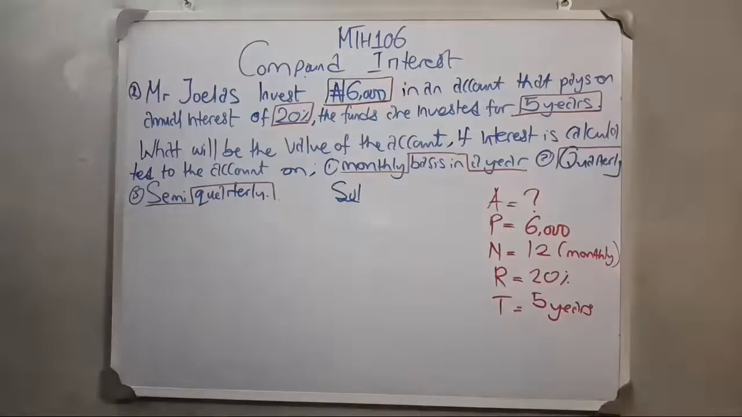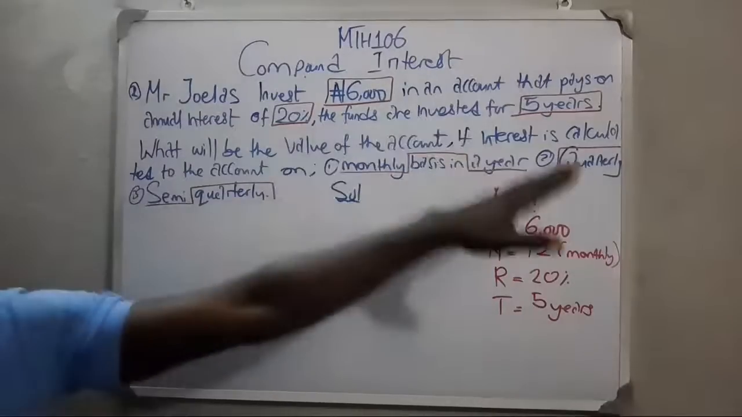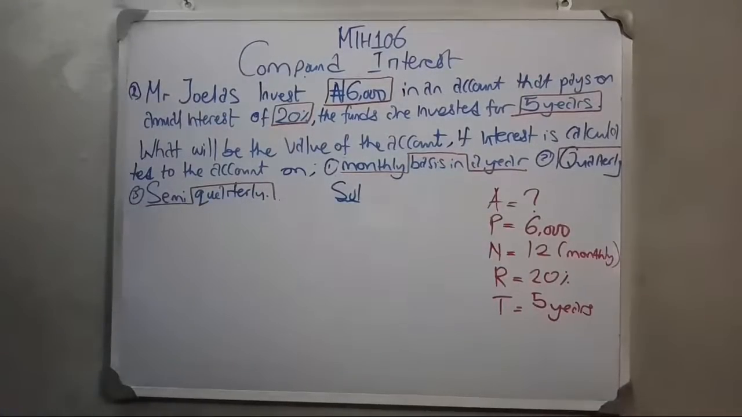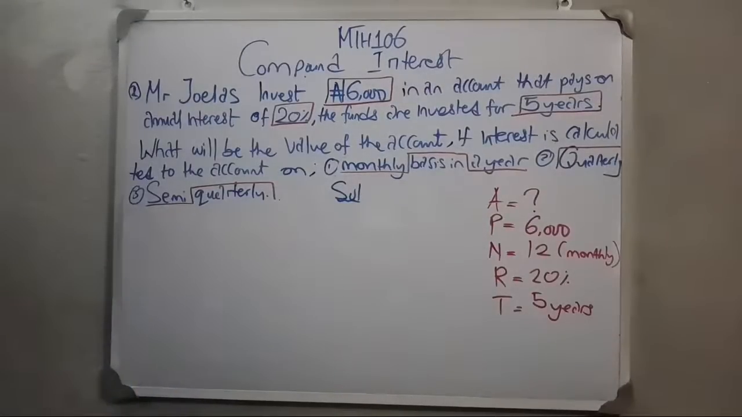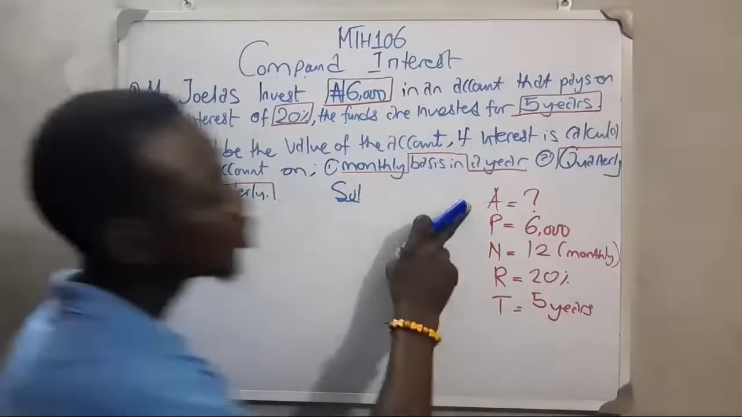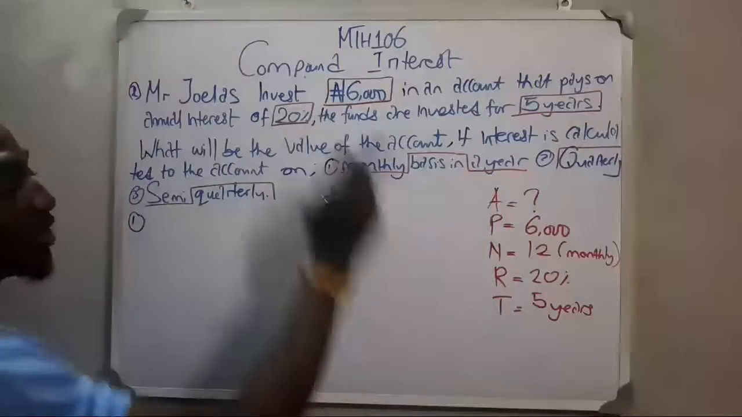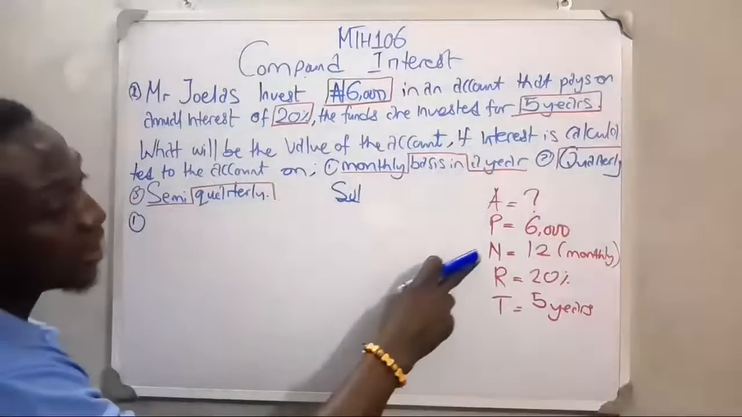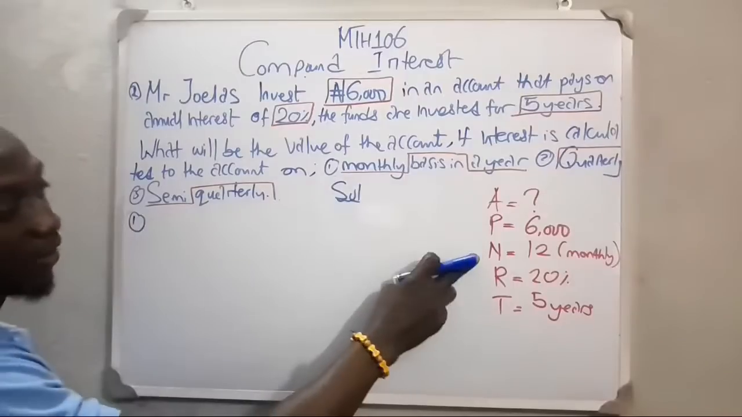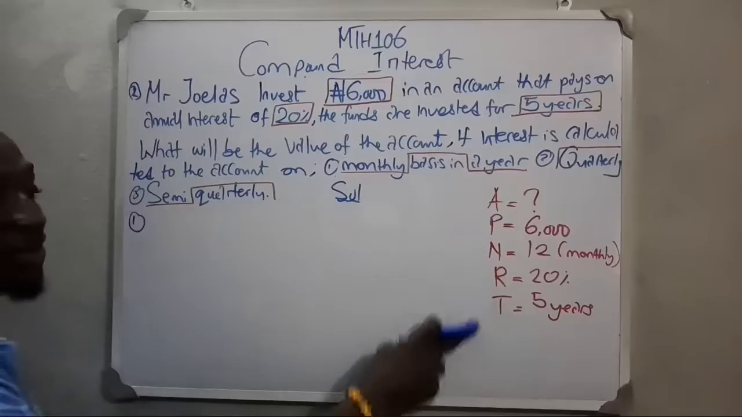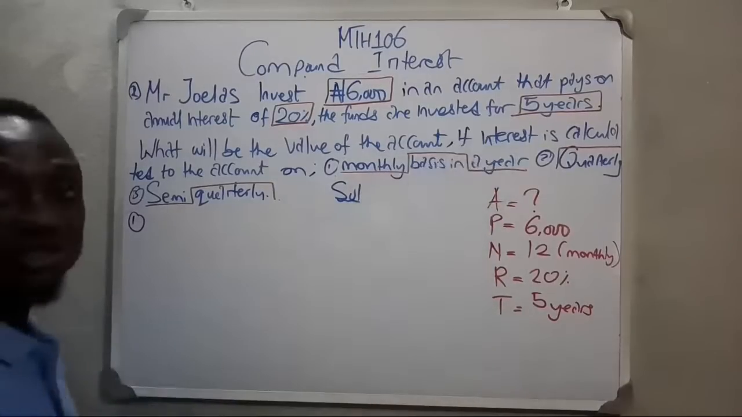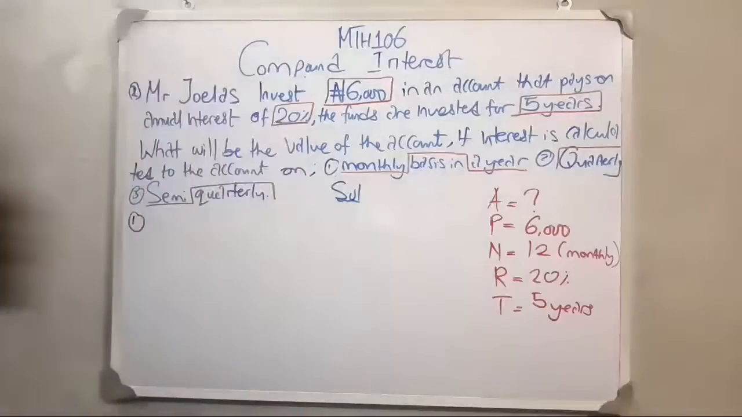This is the question. We've specified everything we need to specify, and we are solving for number 1, monthly basis in a year. As we have said here, we don't know what the total amount is. What we have in the question is the actual amount. Our N for number 1 is 12, monthly. We have R, which is 20% on an annual basis, and T, which is 5 years. These are what we need to plug into our formula.